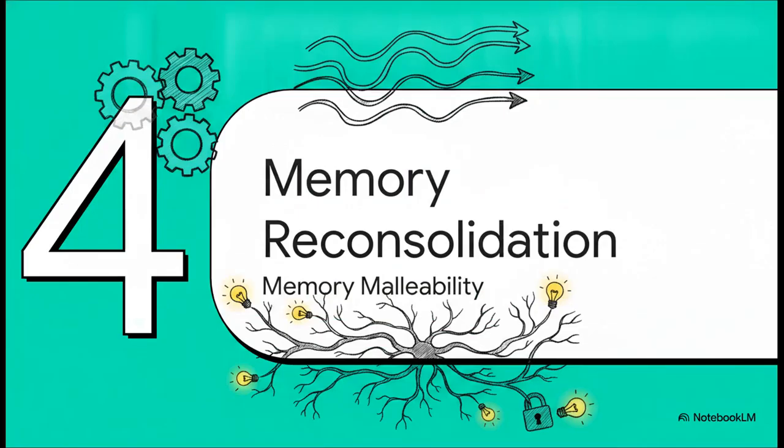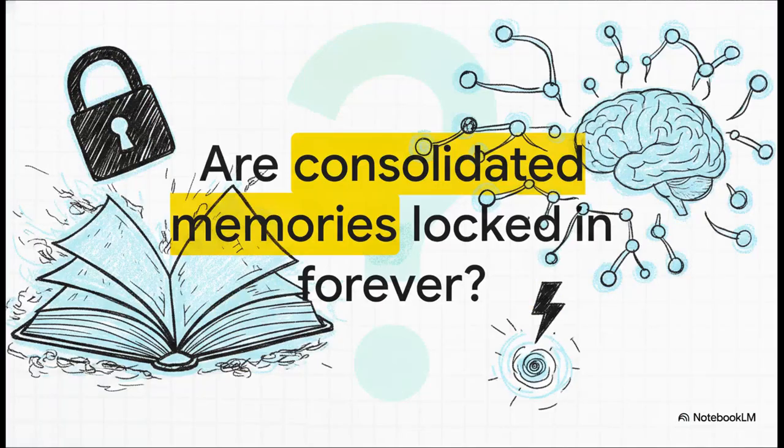Section 4. Memory reconsolidation and malleability. For a really long time in neuroscience, we assumed that once a memory was consolidated into long-term storage, it was static. Like a book placed on a shelf, we thought it was just locked in forever. But what really happens if we recall that fear later? The reality, as modern research shows us, is far more dynamic and, frankly, way more fascinating.